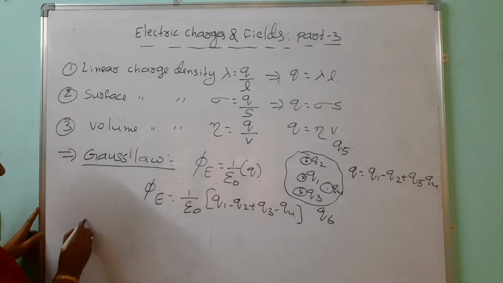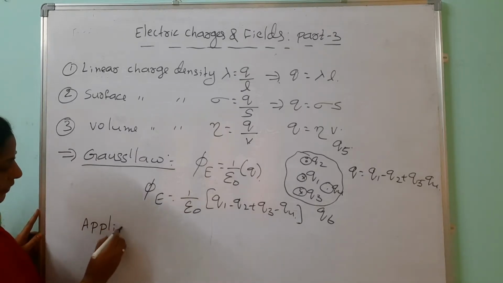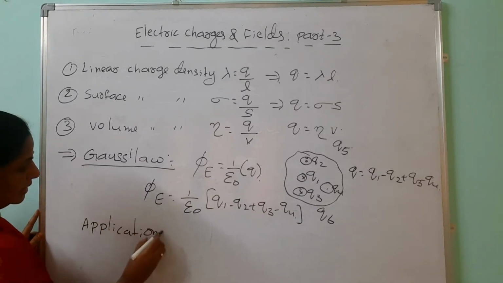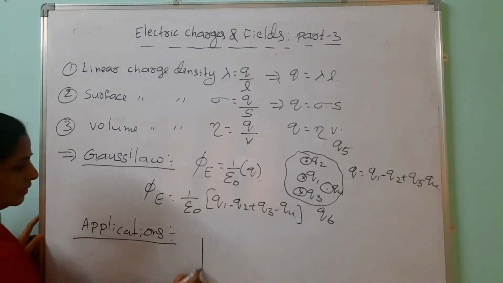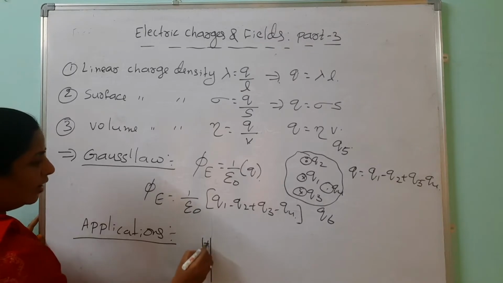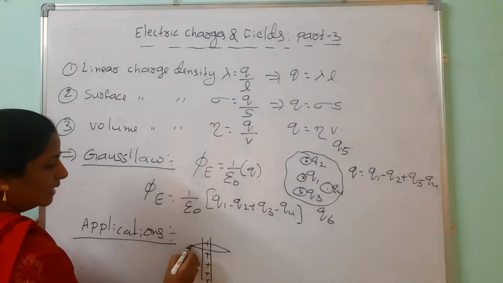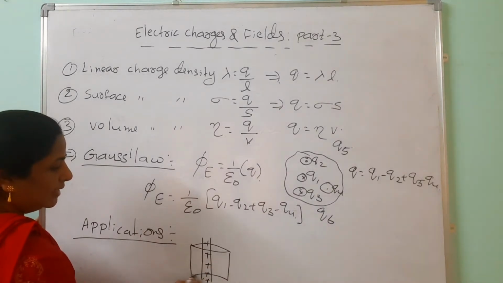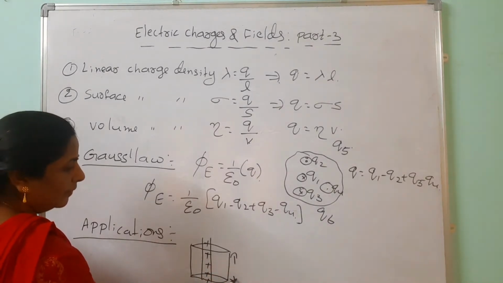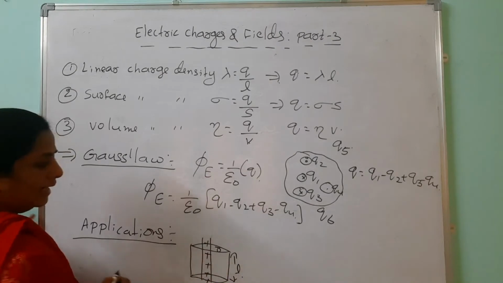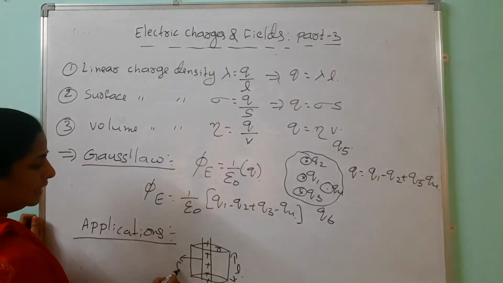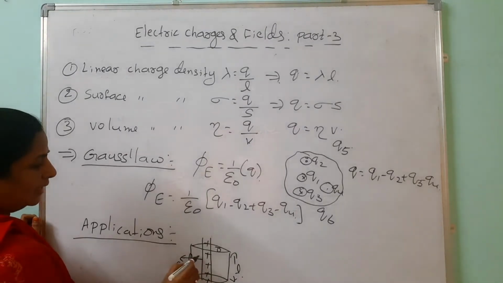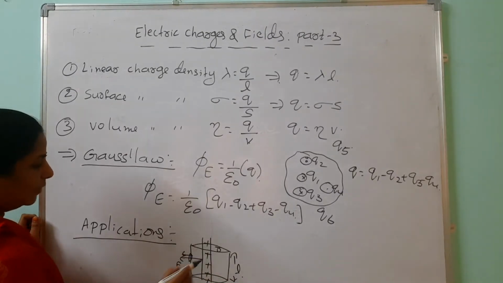Now we focus on applications of Gauss's law. What are the applications of Gauss's law? Here I am just giving the formulas only. We are taking an infinite long charged conductor, and you should consider a cylindrical Gaussian surface of length L and radius R. Here you consider a small area, where the intensity is E, and this length we can take as small l.